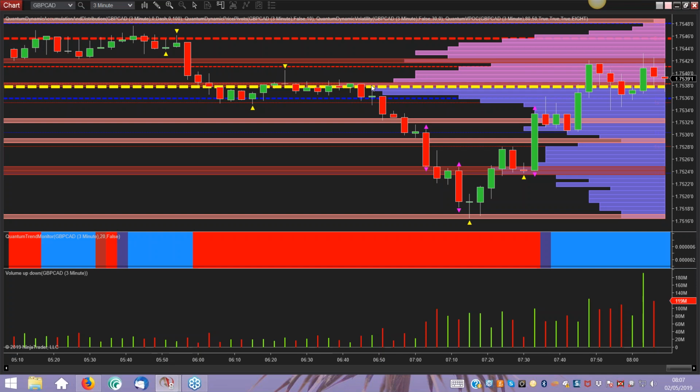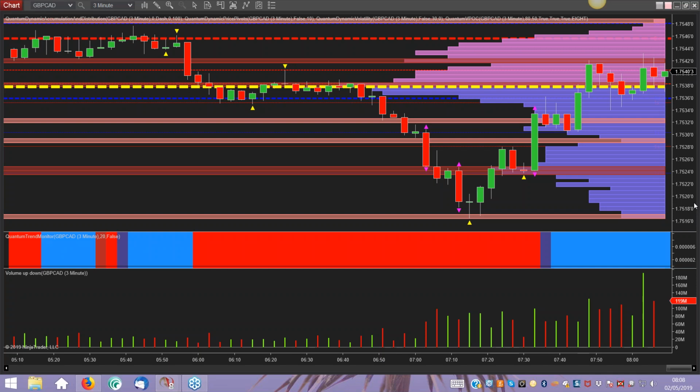So we expect congestion. We're expecting it because we're at the volume point of control. This is the fulcrum. In other words, the bullish and bearish sentiment is in balance, if you will. There's no bias one way or the other, so the market congests.